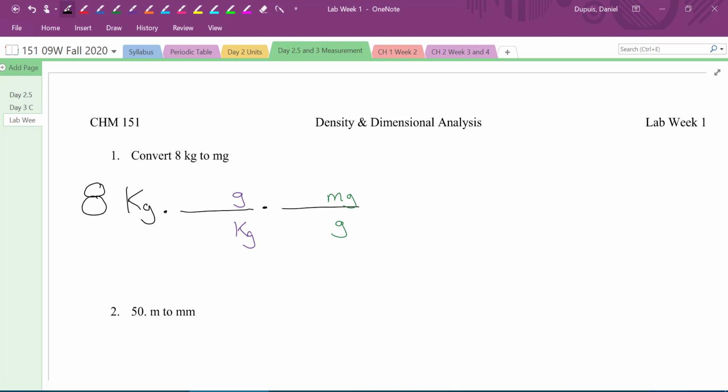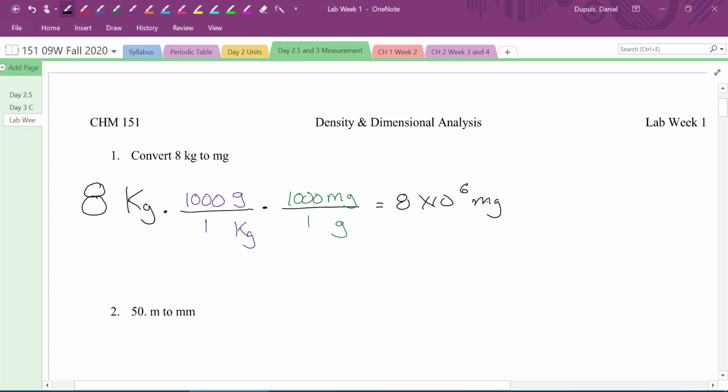So what are our numbers going to be? Well, back to purple here. We got 1 kilogram, 1,000 grams, right? Because kilo means 10 to the third. And in 1 gram, there are 1,000 milligrams. So this becomes 8 million, or 8 times 10 to the 6th milligrams.